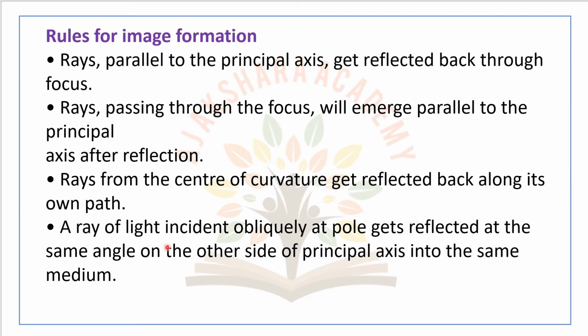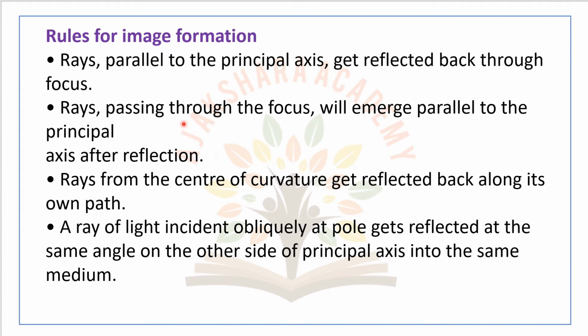A ray of light incident obliquely at the pole gets reflected at the same angle on the other side of the principal axis into the same medium as per the rules of reflection, that is the laws of reflection. Angle of incidence is equal to angle of reflection.